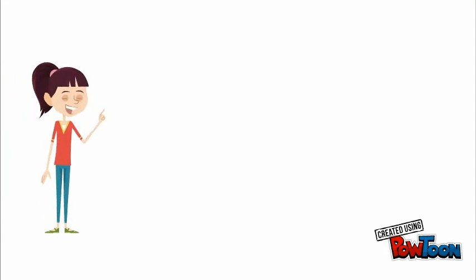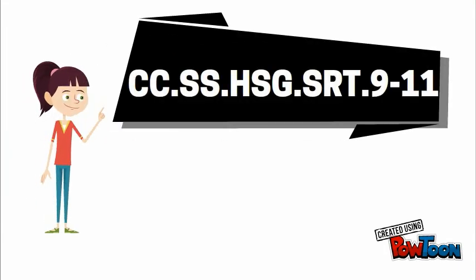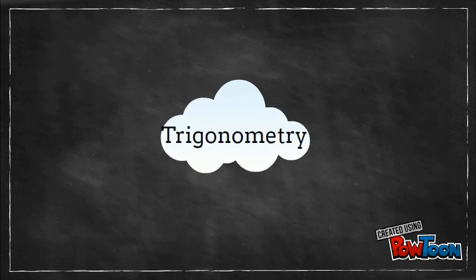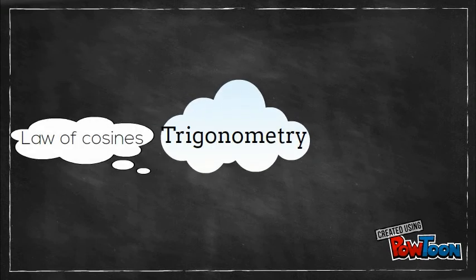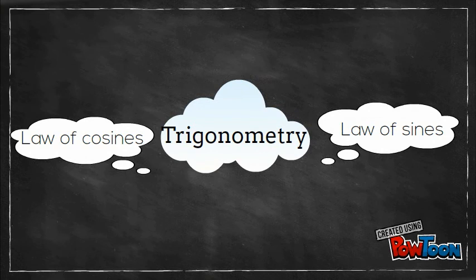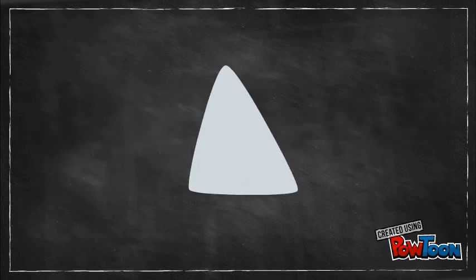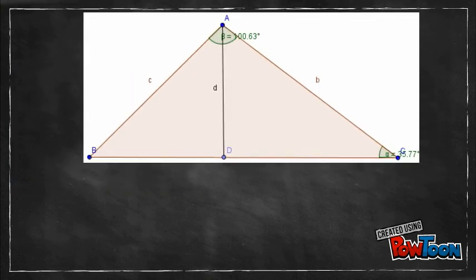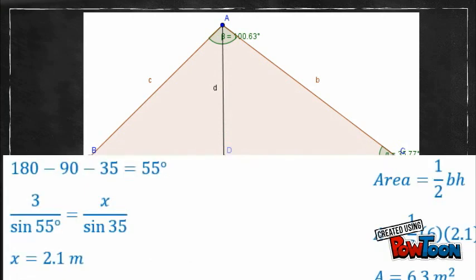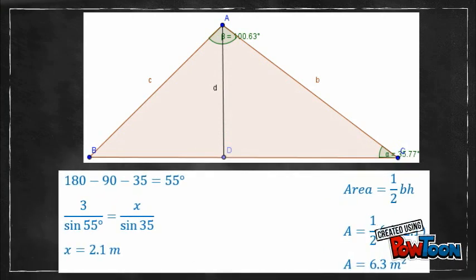Last but not least, we got standard CCSS HSG SRT 9-11, which is about trigonometry in general. The trigonometry is further related to the law of cosine and law of sine. If you are working with a triangular-shaped object, you may find this useful. Suppose you have a 2D blueprint of a roof and you want to find its area. You may use the law of sine to first find the height before solving the area like shown in the slides.